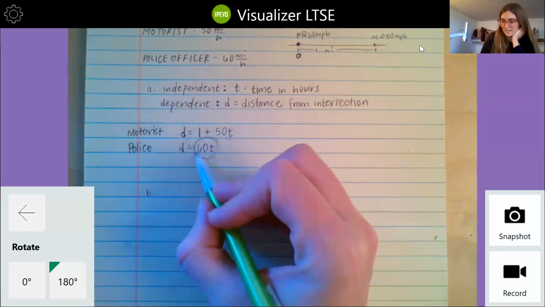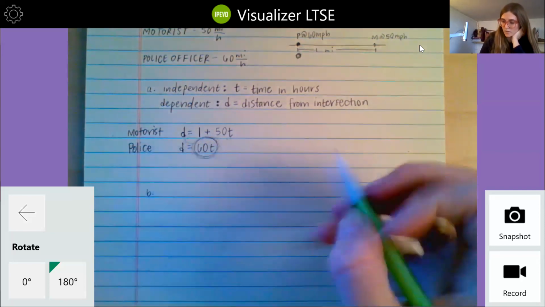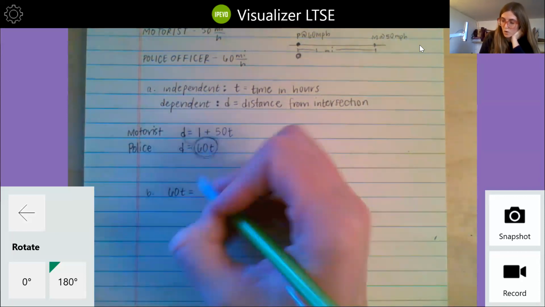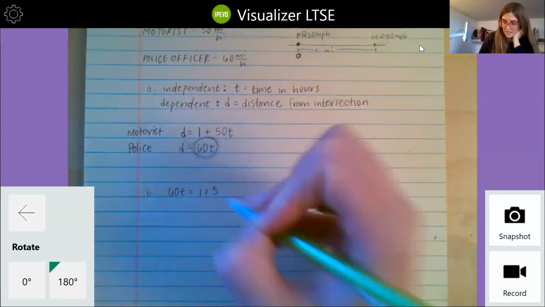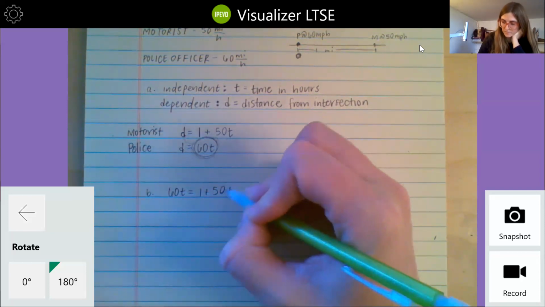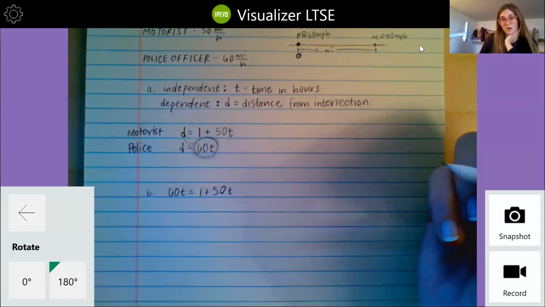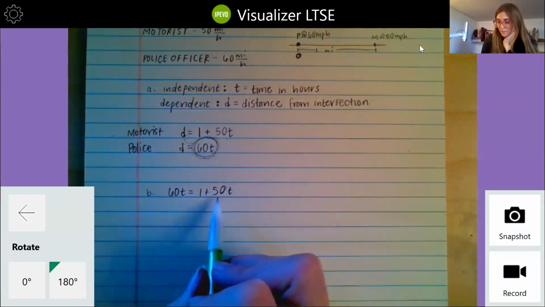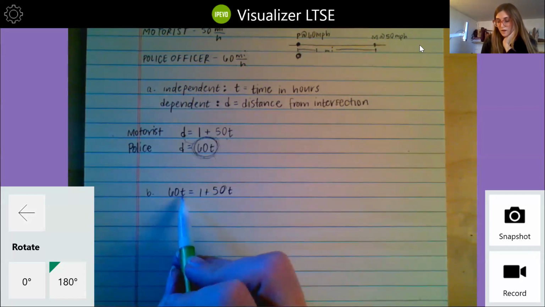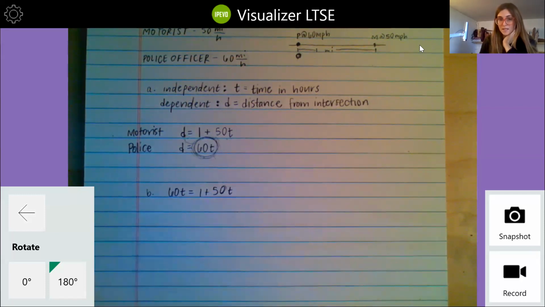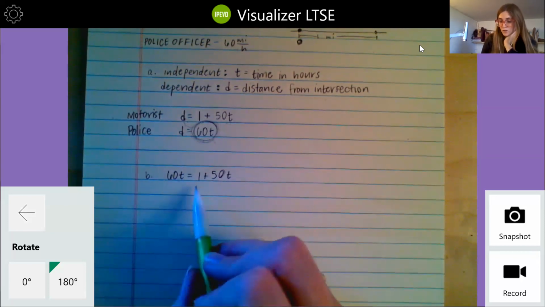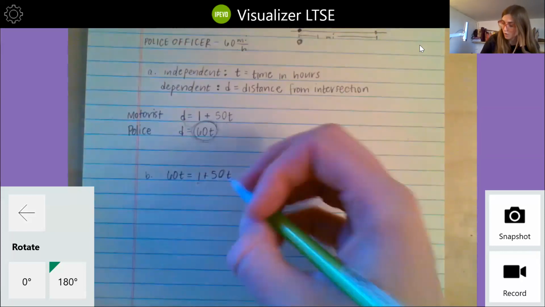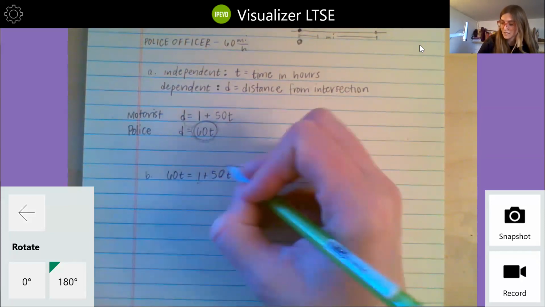So we're going to plug in 60t for d. That gives me 60t equals 1 plus 50t. All right, and now I can solve. My first step is to move my terms around so that all the terms with a variable are on one side of the equal sign, and my constant term, that 1, is on the opposite side. So I'm going to move my 50t over here with the 60t.